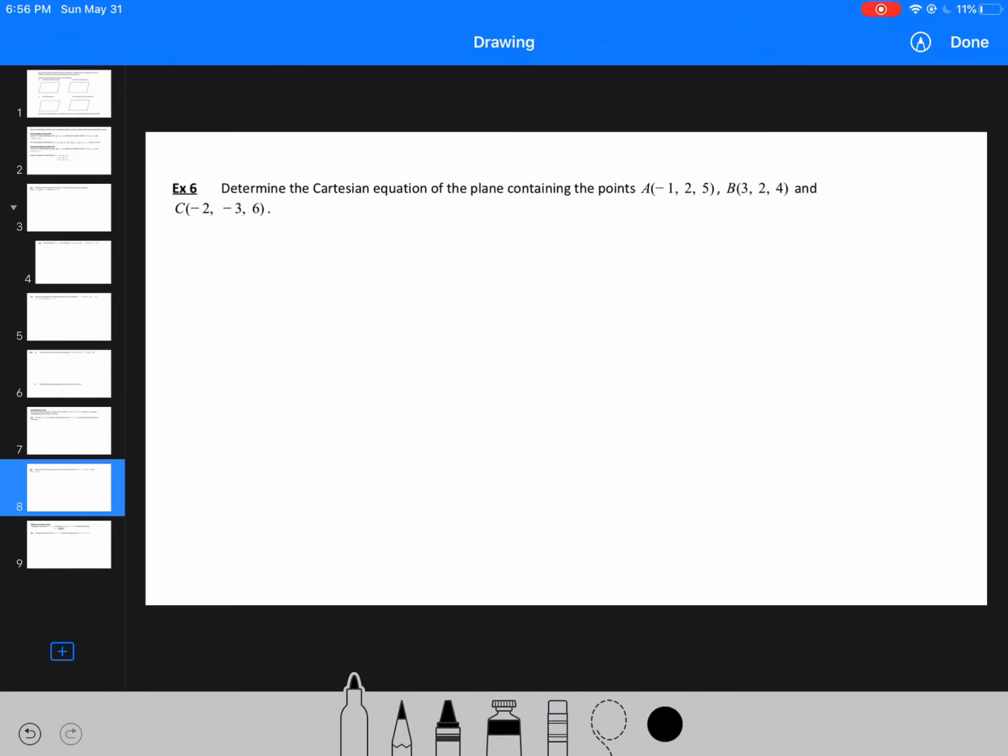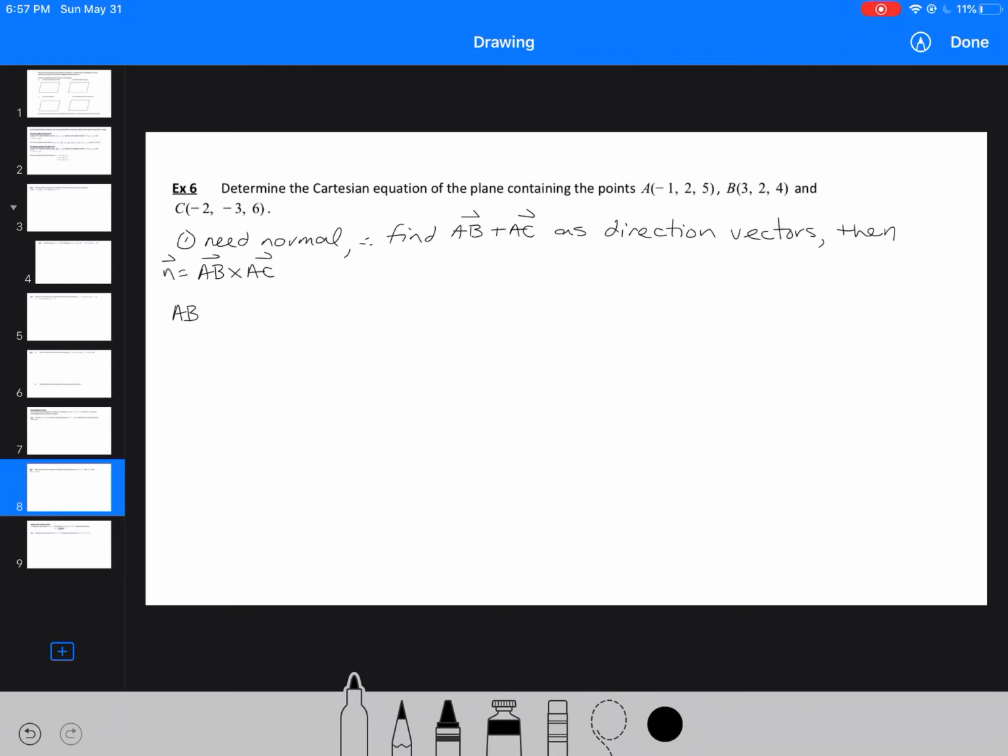This one here is example 6, asks us to determine the Cartesian equation of the plane containing 3 points. So the first thing that we need is the normal, which means that we're going to have to find AB and AC as direction vectors of the plane. Then we're going to use the cross product, so AB cross AC, to find the normal.